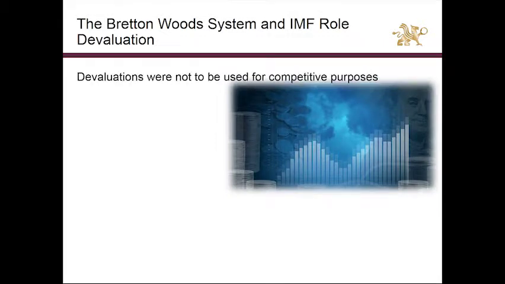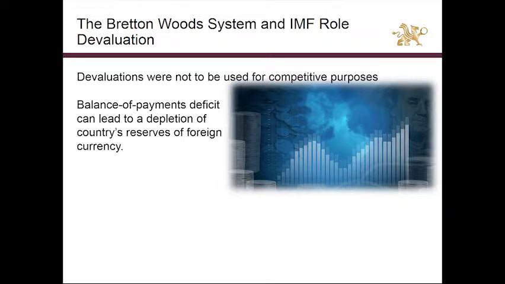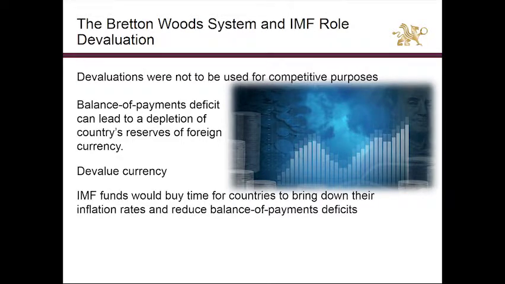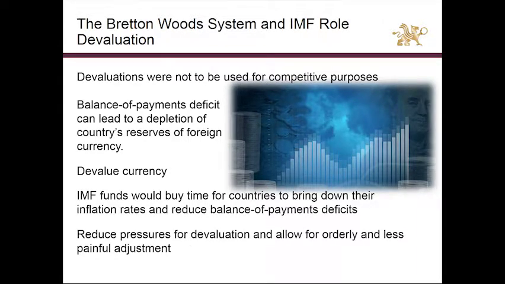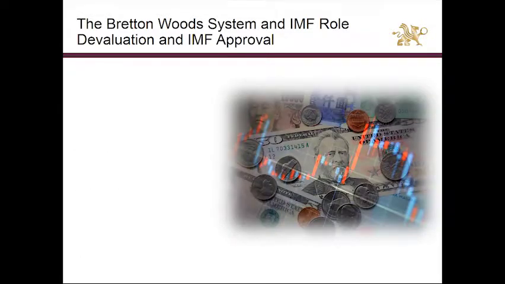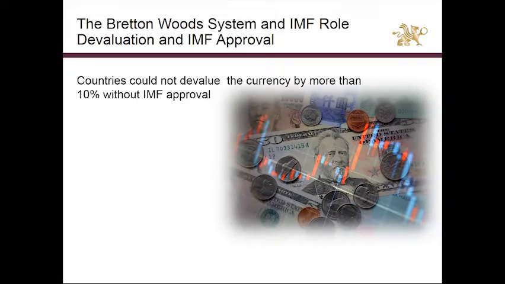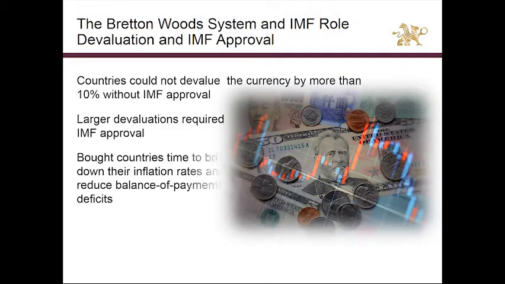Another aspect of the Bretton Woods Agreement was a commitment not to use devaluation as a weapon of competitive trade policy. A persistent balance of payments deficit can lead to a depletion of a country's foreign reserves, forcing it to devalue its currency. By providing deficit-laden countries with short-term foreign currency loans, IMF funds would buy time for countries to bring down their inflation rates and reduce their balance of payment deficits. The belief was that such loans would reduce pressures for devaluation and allow for a more orderly and less painful adjustment. However, if a currency became too weak to defend, a devaluation of up to 10% would be allowed without any formal approval by the IMF. Larger devaluations required IMF approval.